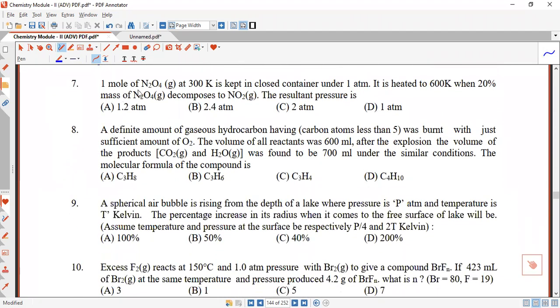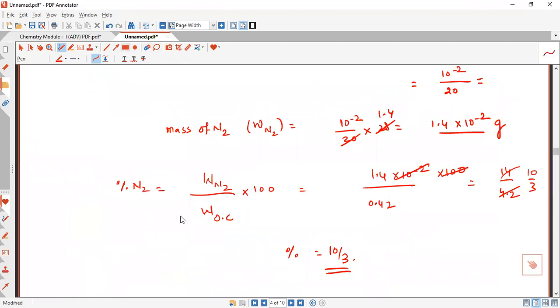Number 7. 1 mole of N2O4 at 300 Kelvin is kept in a closed container under 1 atm. Okay. This is the pressure given, 1 atm. Moles are given and 300 Kelvin is given. Okay. It is heated to 600 Kelvin when 20% mass of N2O4 decomposes to NO2. Okay. 20% of mass, what does that mean? 20% of moles. Yeah. Right? Whatever mass corresponds to one mole, 20% of that one mole decomposed.